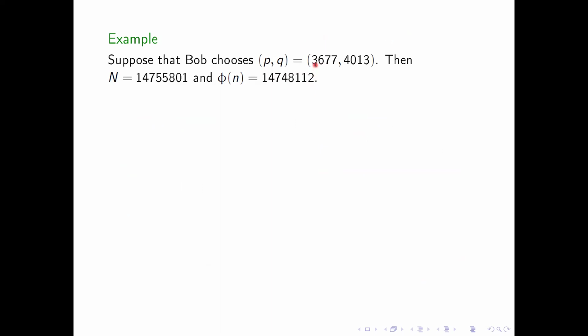So if Bob picks, and these are not even considered big, 3,677 and 4,013, and he multiplies them together, he's going to get this n. And phi of n, as a quick reminder, is just going to be 3,676 times 4,012. So that is what our phi of n is.